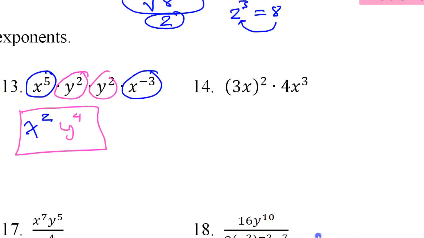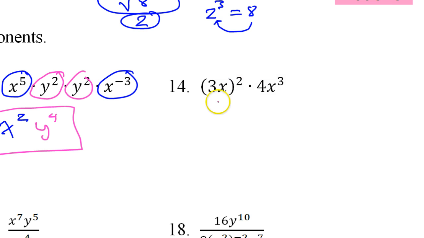Number 14. Okay, we have 3x squared. Let's deal with that first, all right? We have these parentheses. We need to get rid of that. Let's deal with it. So 3x to the 2nd power is going to be 9x squared. Okay? You have to square the 3 and square the x. So without parentheses, it is 9x squared.